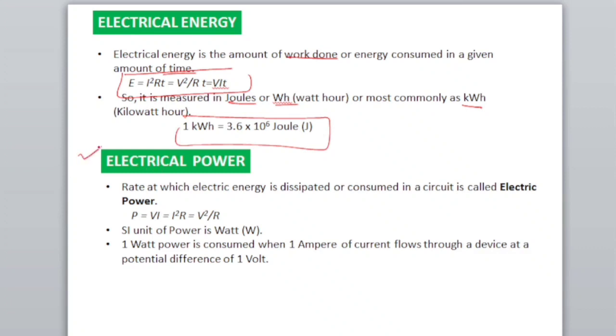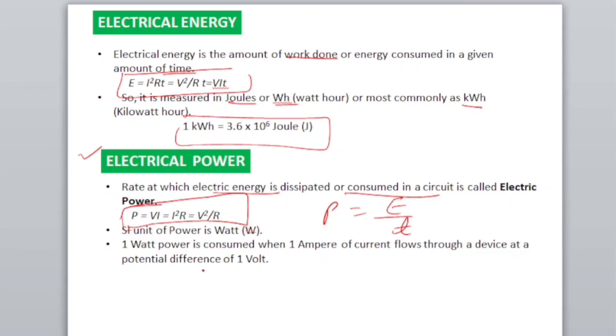Next, electrical power. At what rate is this electrical energy dissipated? The rate at which electrical energy is dissipated or consumed in a circuit is called electrical power. You just divide electrical energy by time, and you get power. So I²Rt divided by t is I²R. So power equals VI equals I²R equals V²/R. There are three forms of power.